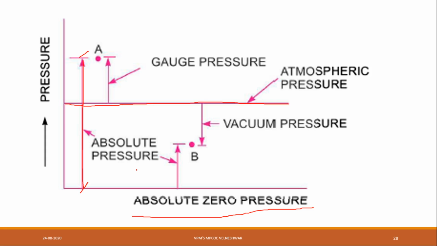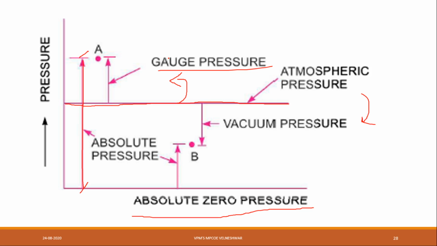Okay. Now what is gauge pressure? Gauge pressure is nothing but, for suppose, above the atmospheric pressure is called gauge pressure. Below the atmospheric pressure is called vacuum pressure. If it is above the atmospheric pressure, then we can say gauge pressure, and if it is below, then we can say vacuum pressure. Generally gauge pressure we know. The best example is dial gauge.